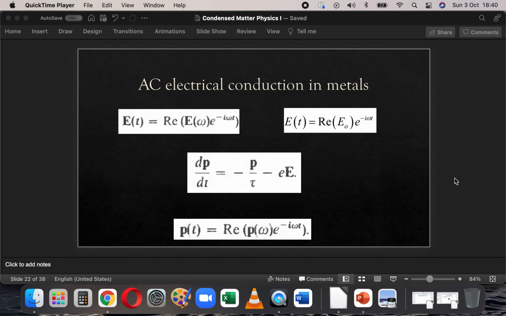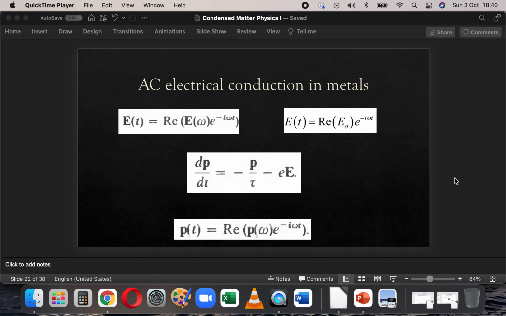So let's continue talking about the properties of electrons in metals. We will now consider AC electrical conduction in metals. We have talked about DC electrical conduction, we have talked about the Hall effect. We will now talk about AC electrical conduction.